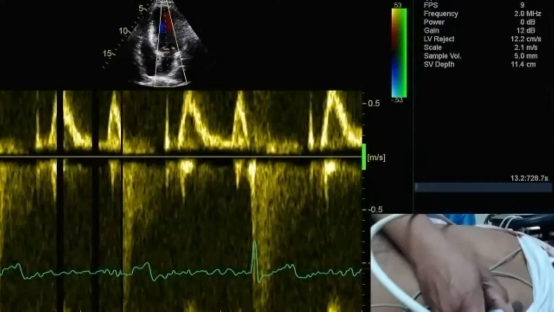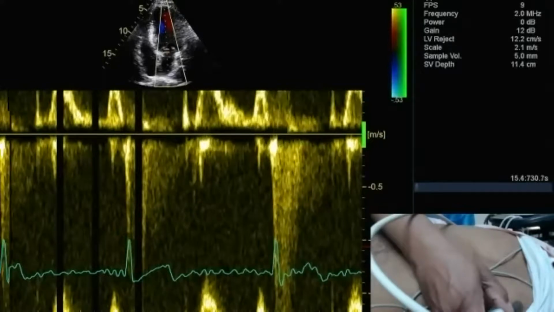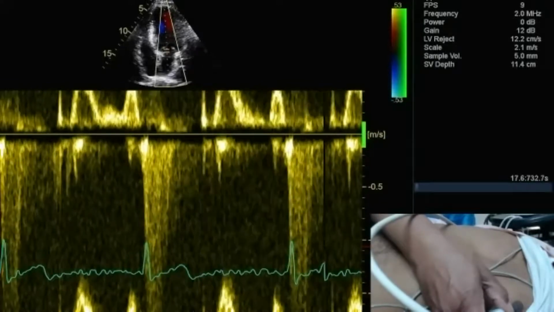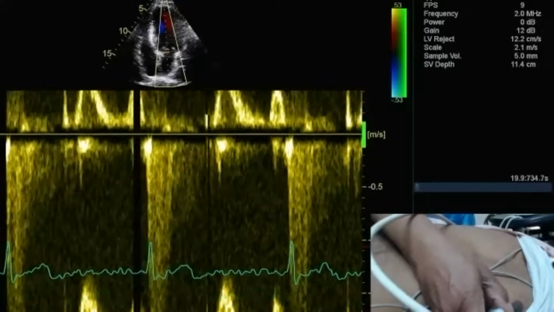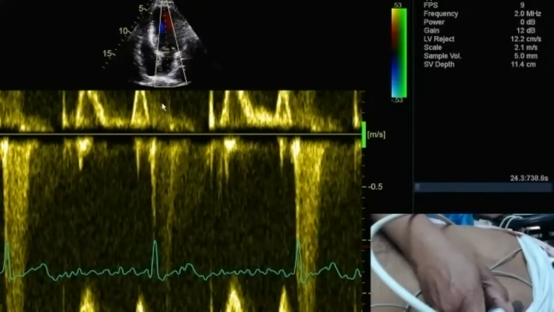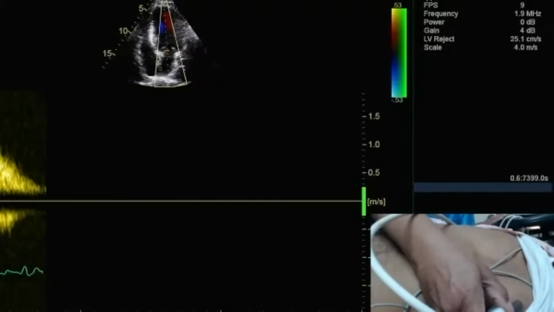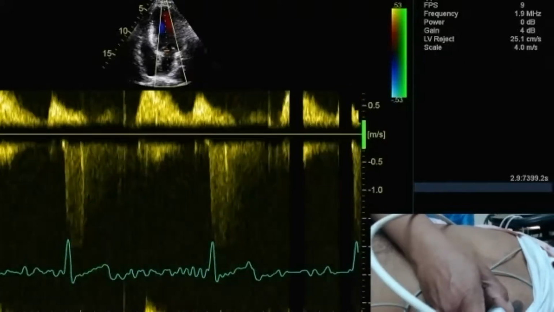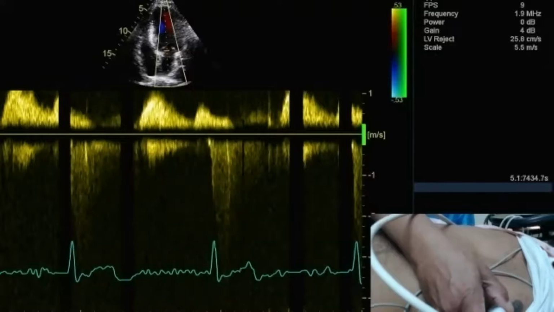Now I'm moving the baseline in the opposite direction. Still, I cannot contain this aliasing pattern. This aliasing pattern is still seen on the other side of the line also. So what do we do? Switch over to the continuous wave Doppler spectrum pattern. Now I can increase the scale.